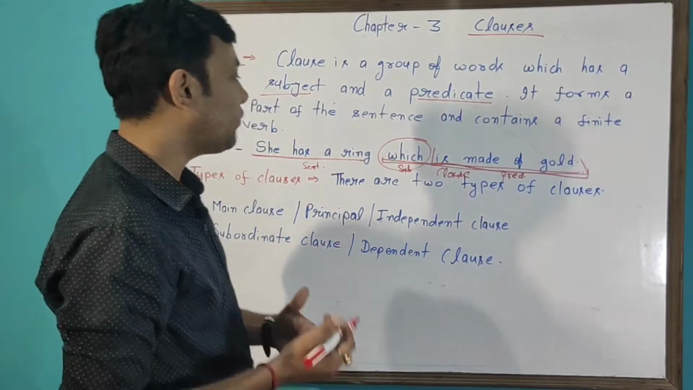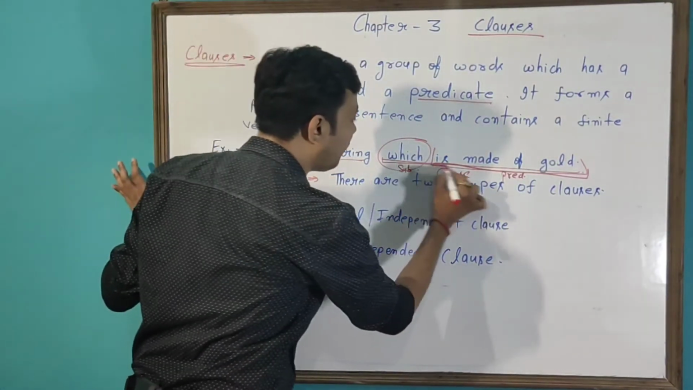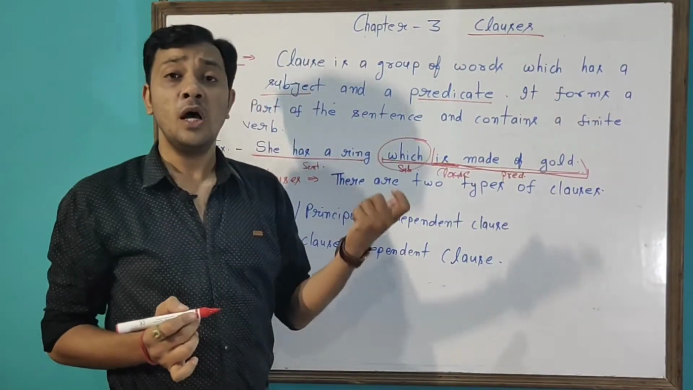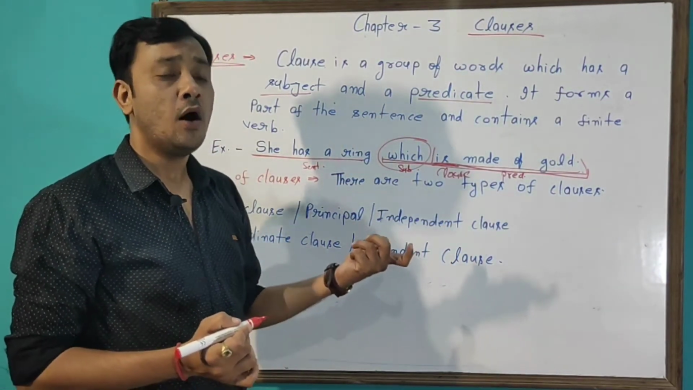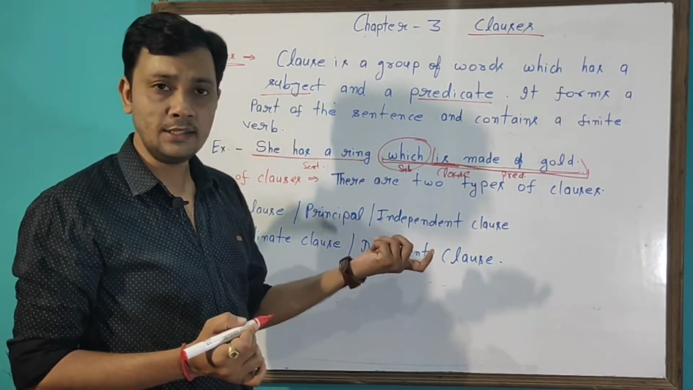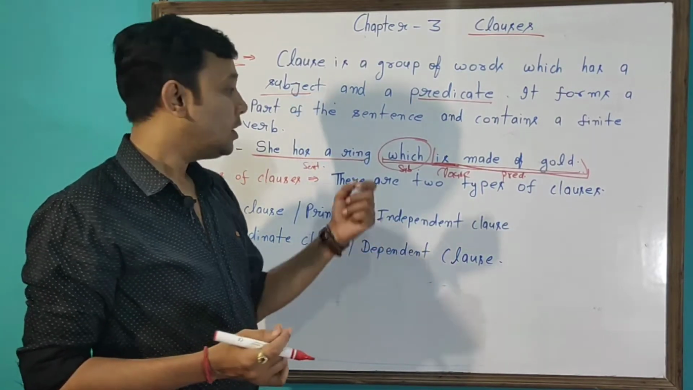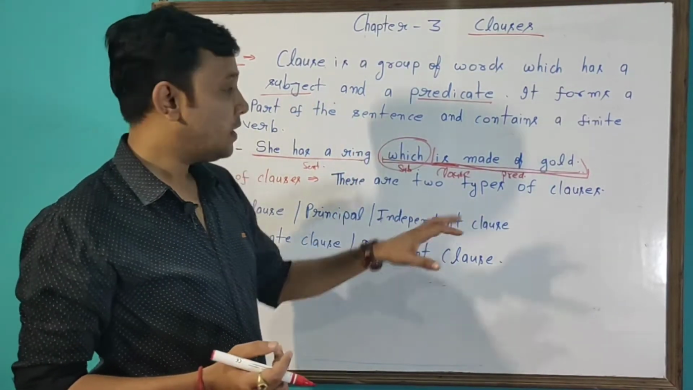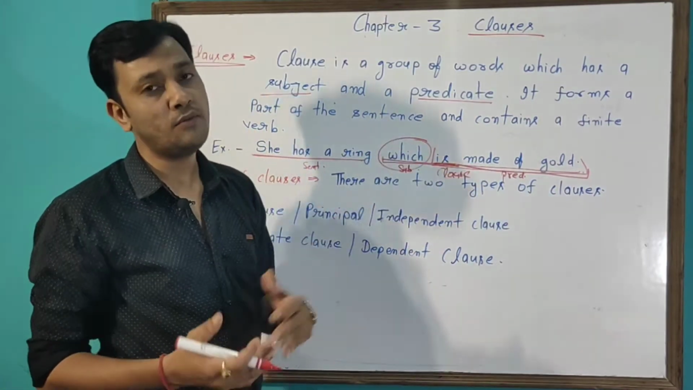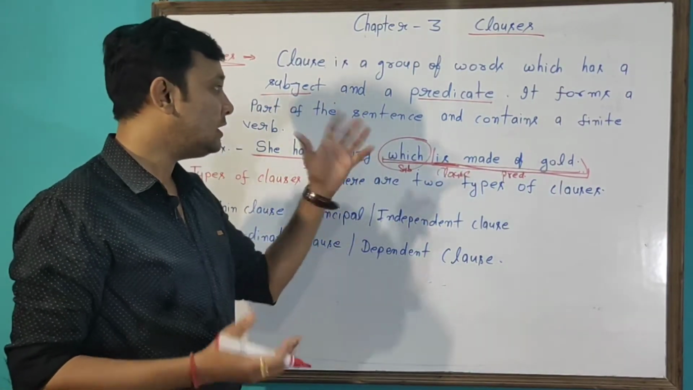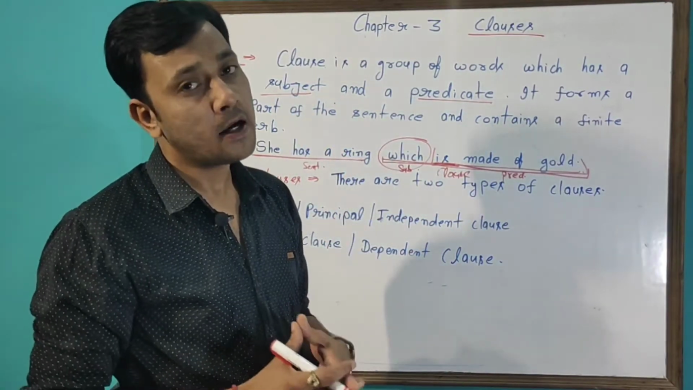It's called a clause. Finite verb means a verb which can change its form according to the number, person and tense. So that is known as a finite verb. If the subject changes, the verb automatically changes. So this kind of combination is known as a clause.